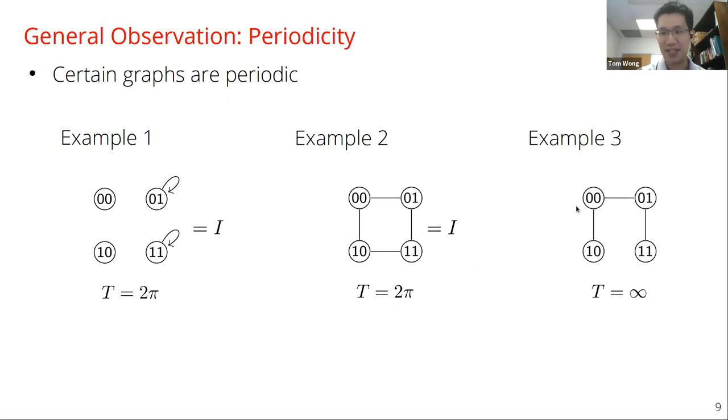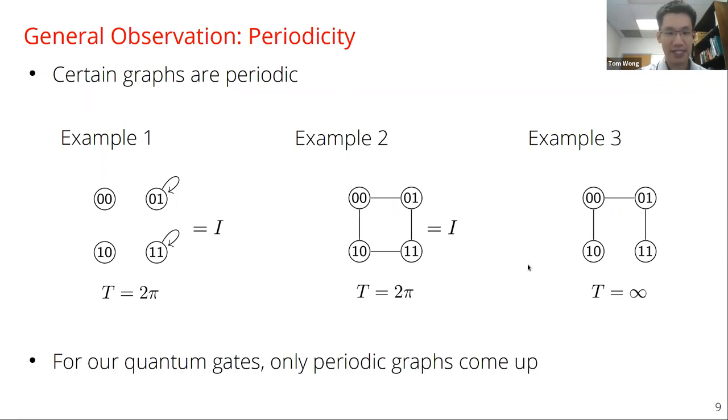And then some graphs like this are not periodic. So I put the period is infinite, I guess. For something like this, you wouldn't be able to take the evolution time modulo some finite number. But fortunately, we don't really worry about cases like this, because for all of the quantum gates I mentioned, you can look up in the previous papers how to implement each of these gates. Fortunately, only periodic graphs come up.